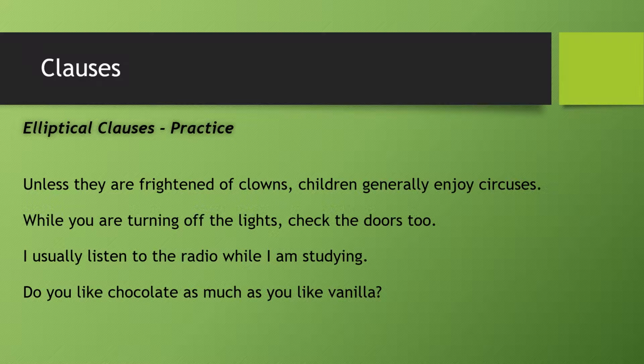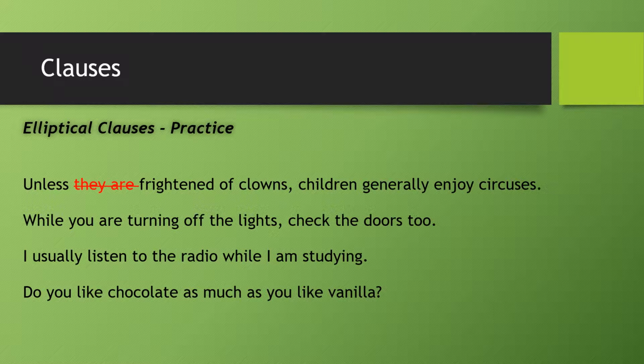First of all, the first sentence: unless they're frightened of clowns, children generally enjoy circuses. Can you see the elliptical clause? Easily strike the words "they are." Unless frightened of clowns, children generally enjoy circuses. So the elliptical clause is the words "they are." They can easily be omitted even though they're clearly inferred in the sentence.